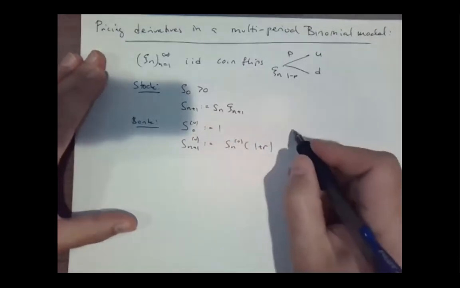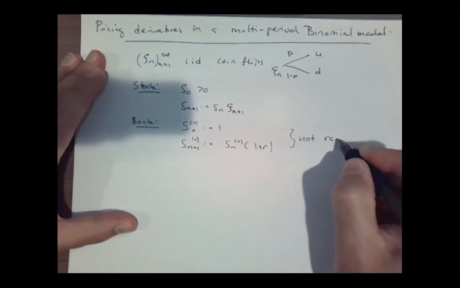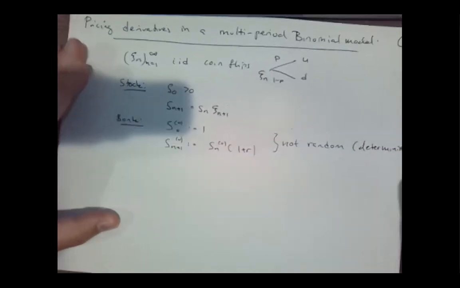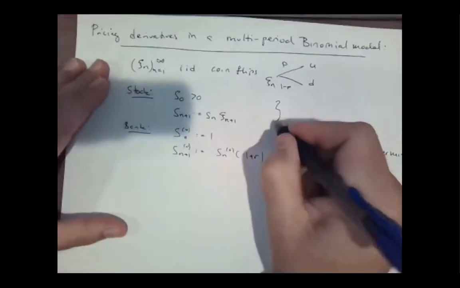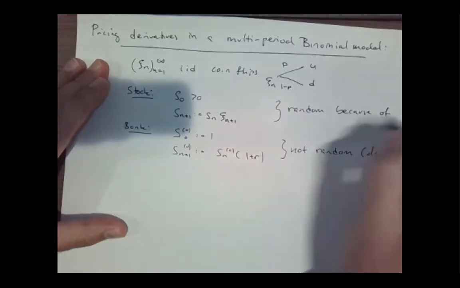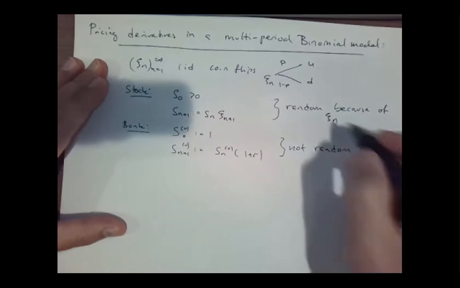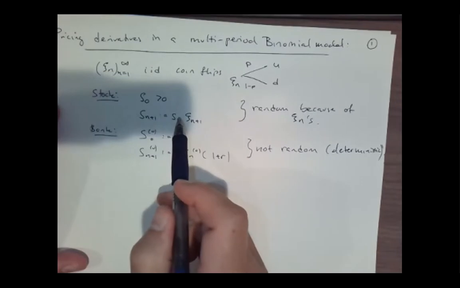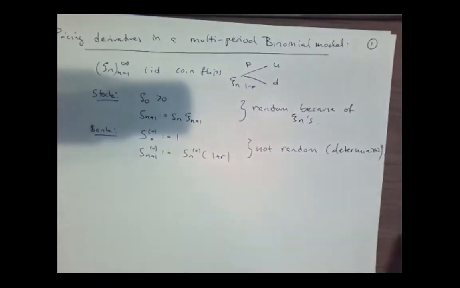Right, so this one here is not random. When we say not random, people also call that deterministic. And this one here is random. Right, so the stock, you don't know what the stock price is in the next period because it depends upon the outcome of the coin flip. The bank, you know what the bank is at the end of the next period because the interest rate r here is a constant.